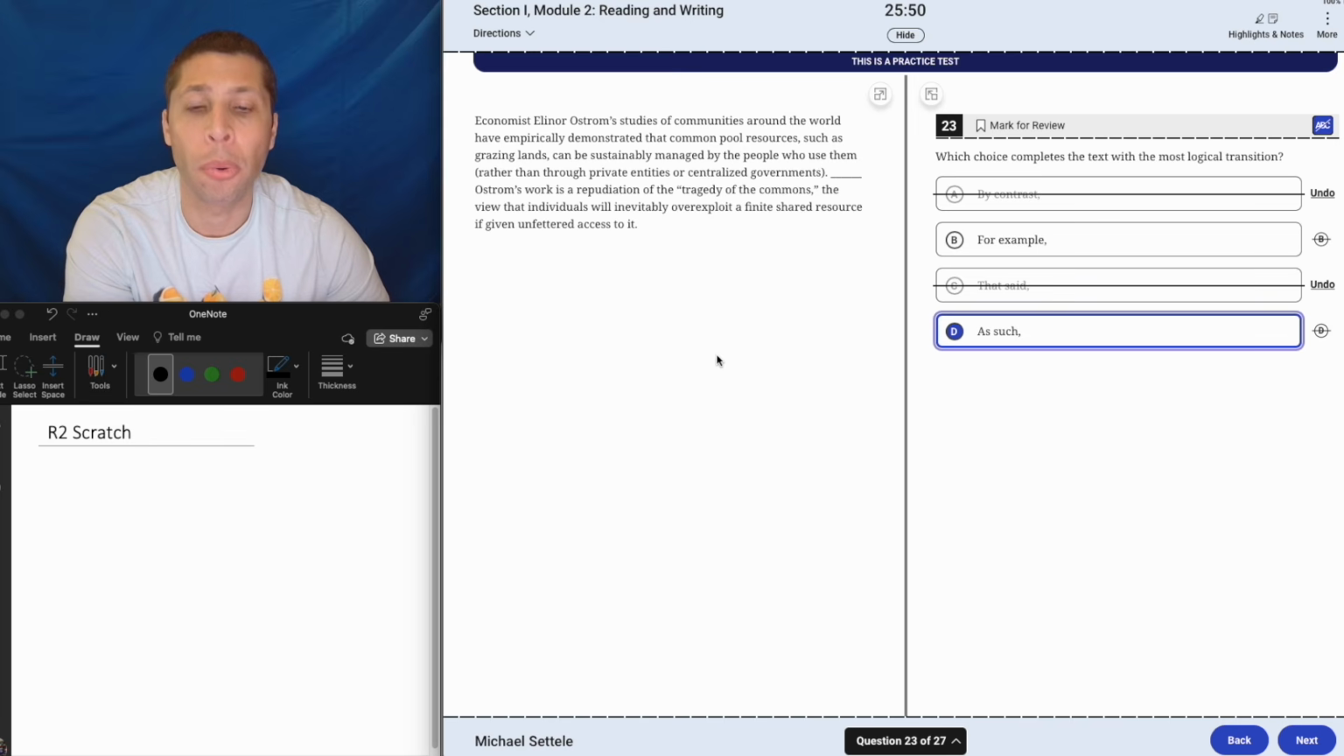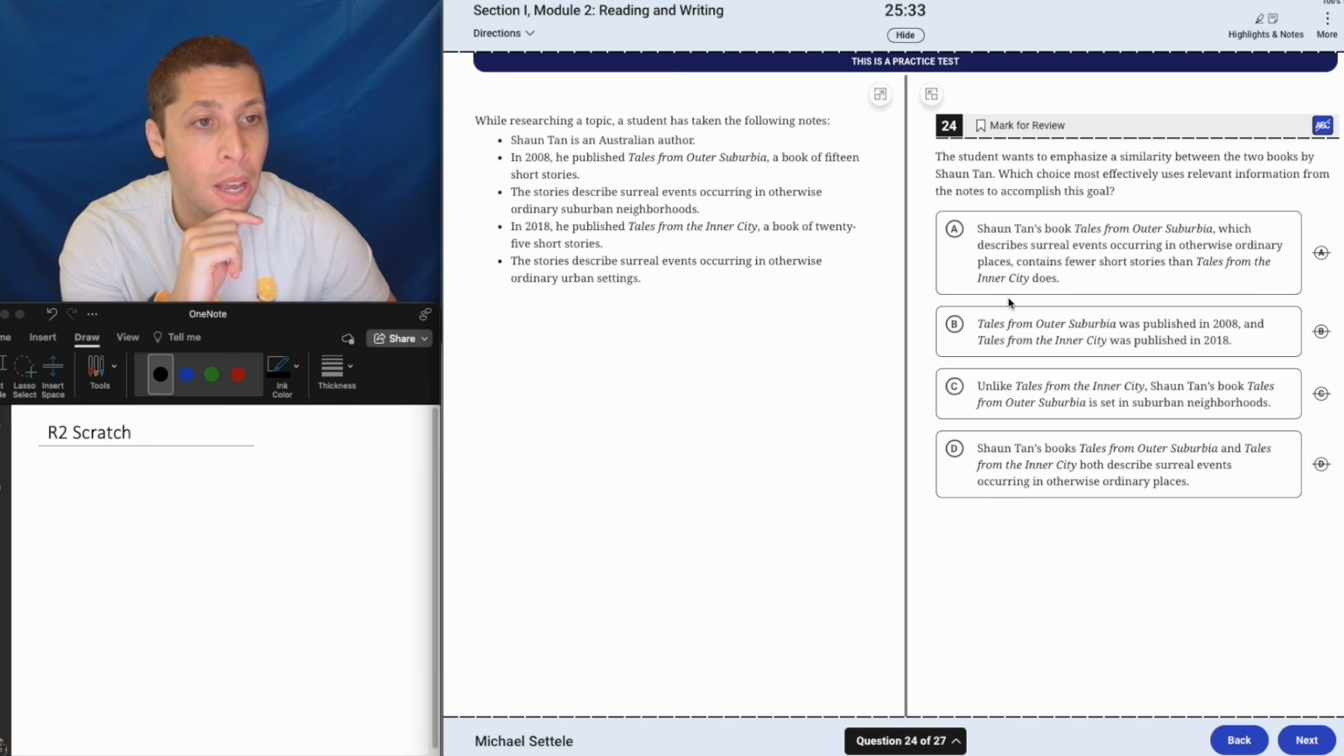So her work is a repudiation of the tragedy of the commons, the view that individuals will inevitably exploit a finite shared resource. People are going to pick A or C because they think it's a contrast. It's here's something that she says, here's something that she doesn't say. But this is where that strategy of two that mean the same thing is so useful.